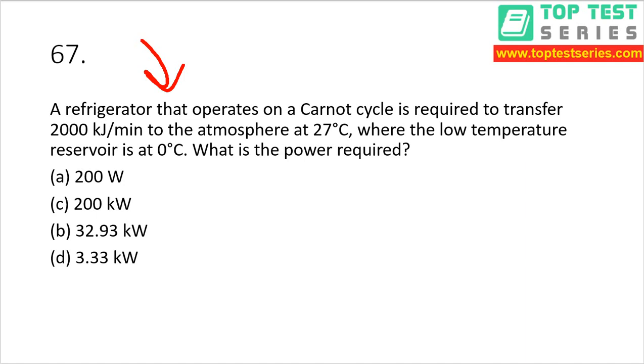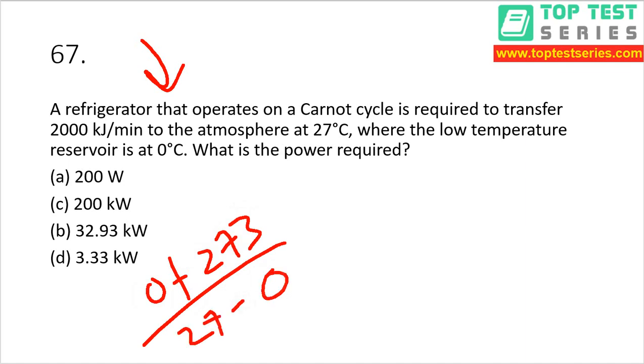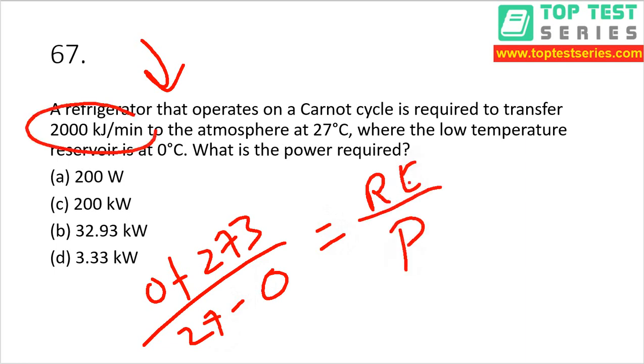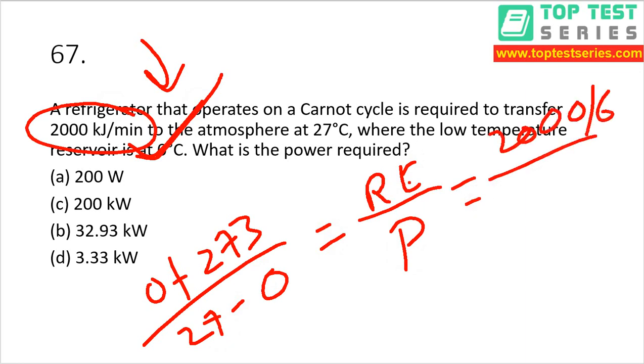So my dear, we know the formula for the COP of a refrigerator in terms of temperature: TL, that is 0 plus 273, divided by TH minus TL, 27 minus 0, is equal to what, my dear? Refrigeration effect upon power, that is work input. We have been given refrigeration effect as 2000 kilojoule per minute. Here you will make a mistake again, my dear. We have to convert this into per second. So for that we have to divide 2000 by 60. Since it is asking in kilo, we don't need to change the kilo, just let it be kilo, no problem. Find out the answer of P.